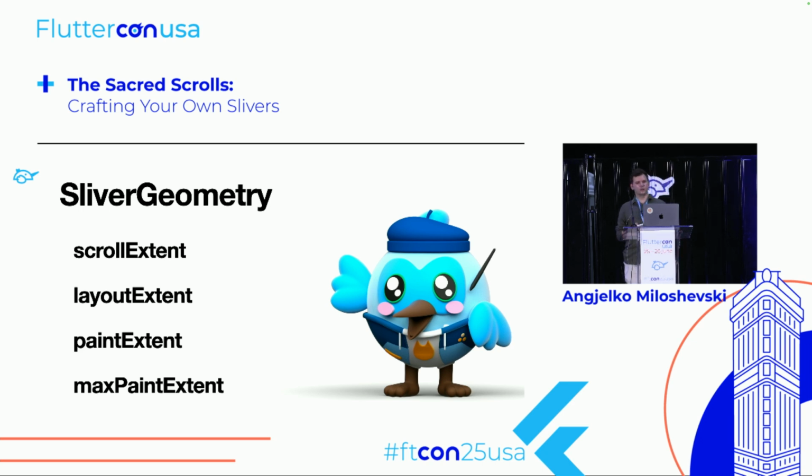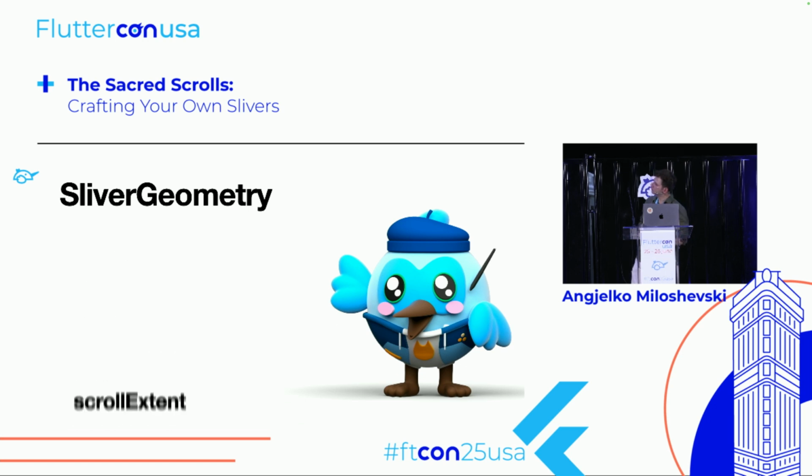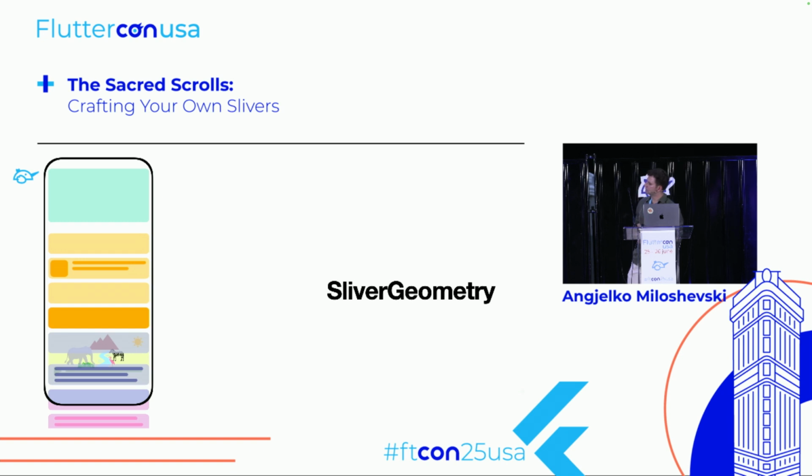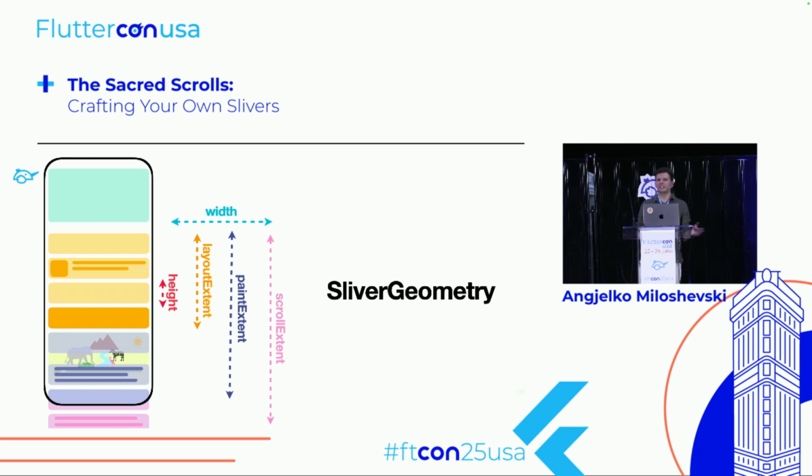And here is a visual example of how that would look on the screen. So in most of the cases, the layout extent and the paint extent are basically the same. The layout extent cannot be more than the paint extent. And the scroll extent is the scroll amount the user is able to scroll with this sliver.